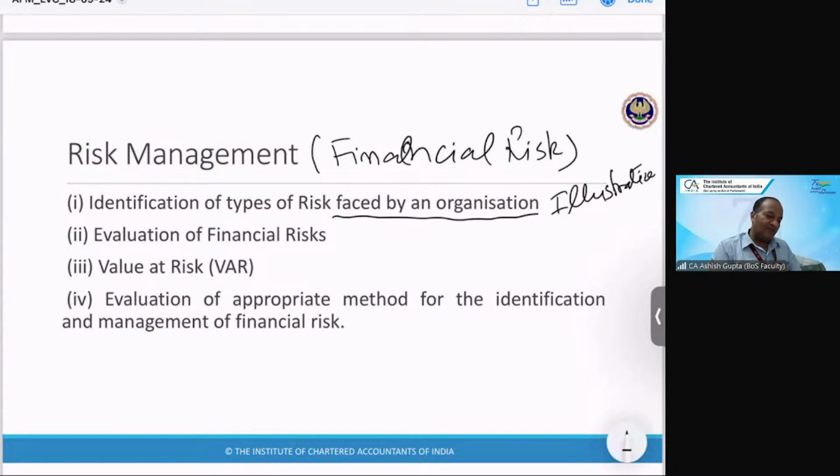Now, next comes value at risk. Now, student, when we talk about value at risk, this is an important measure, and it started being utilized somewhere around the 1990s. Value at risk means the maximum possible loss. Okay, because this is studied based on our analysis of past trends.